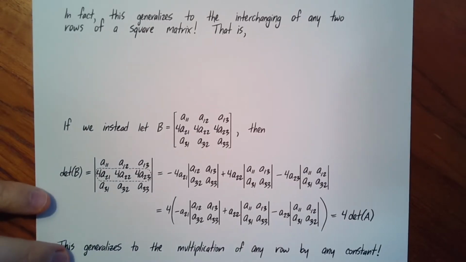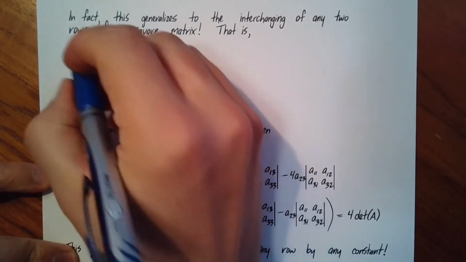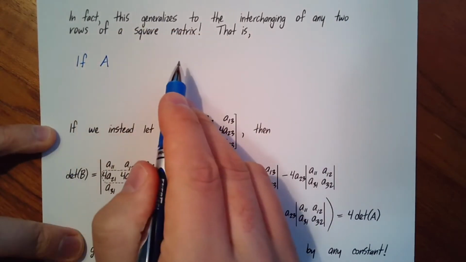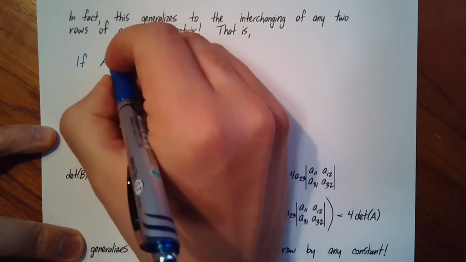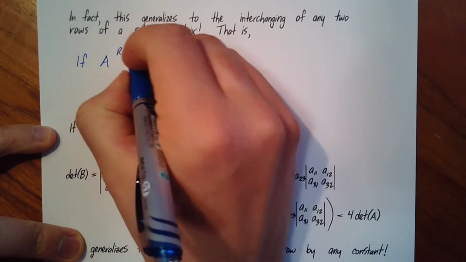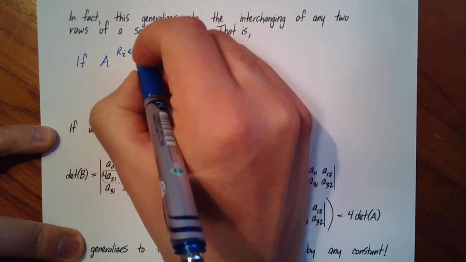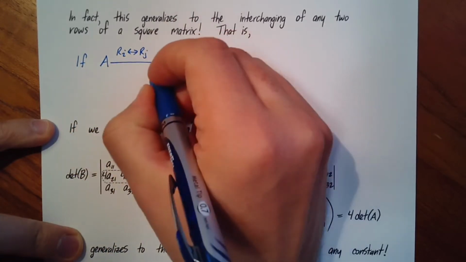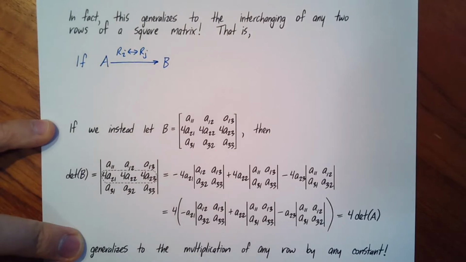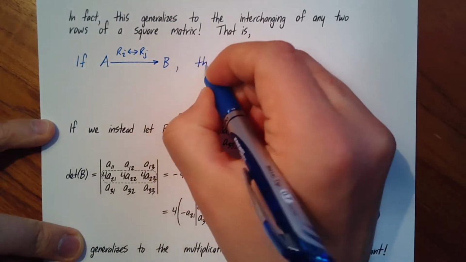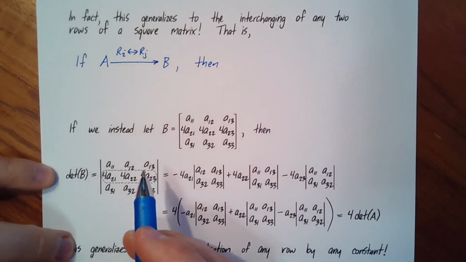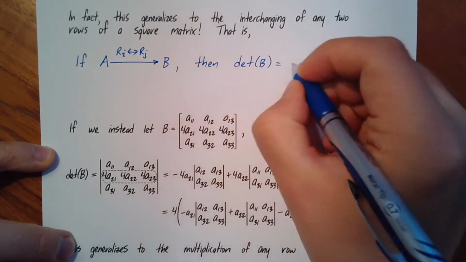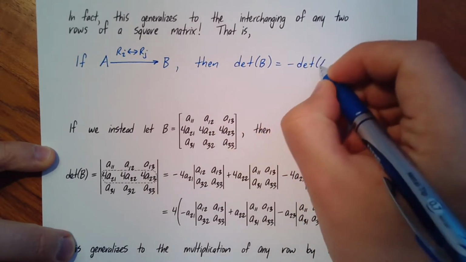So how can we write that as a rule? Let's say it like this. If A can be carried to B through the following row operation, in other words, by interchanging two rows, say row I and row J. That's how I'll write this. So if A can be carried to B by doing that row operation, then the way that the determinant of A and B are going to relate is just that the determinant of B is negative the determinant of A.